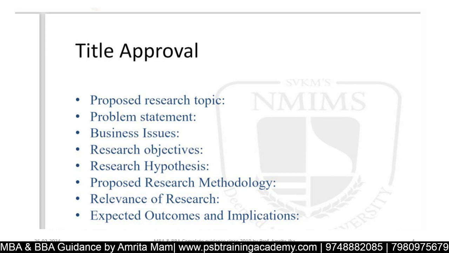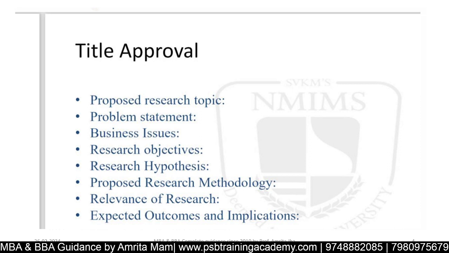First is the proposed research topic. You need to write about the research topic. What is the area of research? What is your topic for selection? It could be anything, like digitalization effect on marketing, digitalization effect on banking and finance, the fintech effect on banking and finance, anything. It could be any topic, whatever you select.